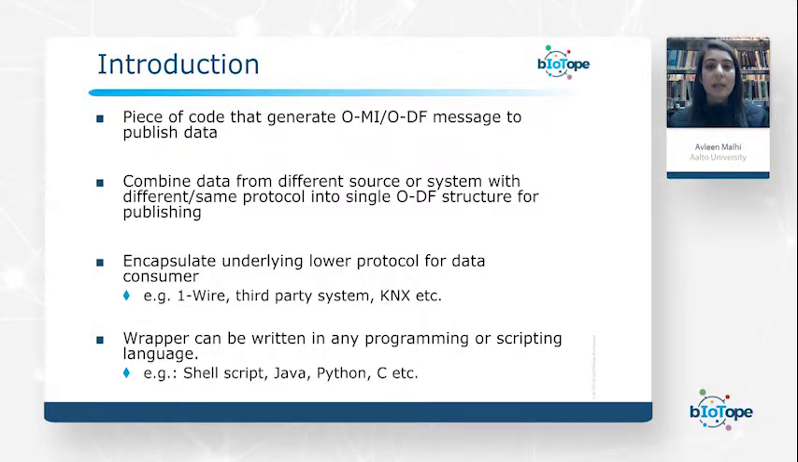It allows combining data from different sources or systems, with different or the same protocol, into a single ODF structure for publishing. In the real world, in a single application, there might be multiple sensors supporting different protocols. The details of each protocol should be hidden in a way that when two systems communicate, their details are encapsulated. For example, the requesting entity for data from different sensors need not understand the underlying protocol of each sensor. The OMI ODF wrapper hides this complexity and sends only data for the requesting entity in the form of an OMI message.